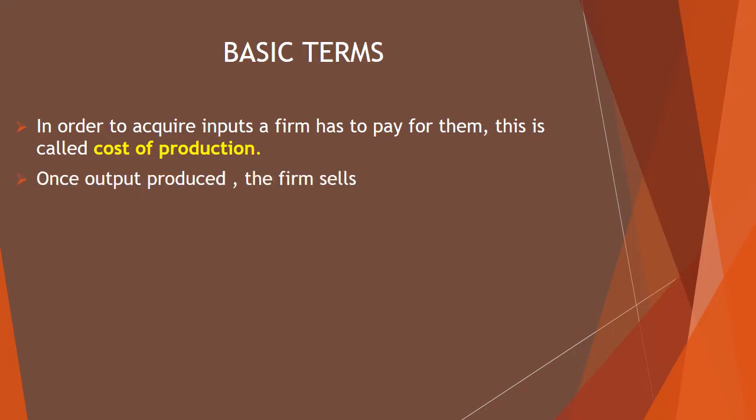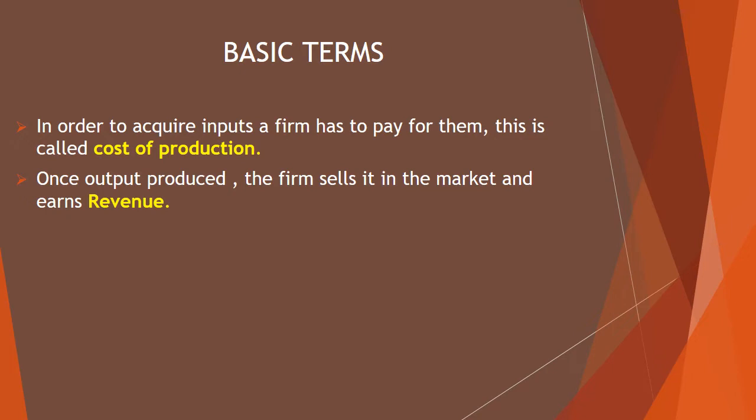Once the output produced, the firm sells it in the market and earns the revenue. So whatever the money that the producer receives after selling the goods, that money or that amount we call it as revenue. Let's say after selling the goods, the producer received 1 lakh rupee. That we call it as revenue.